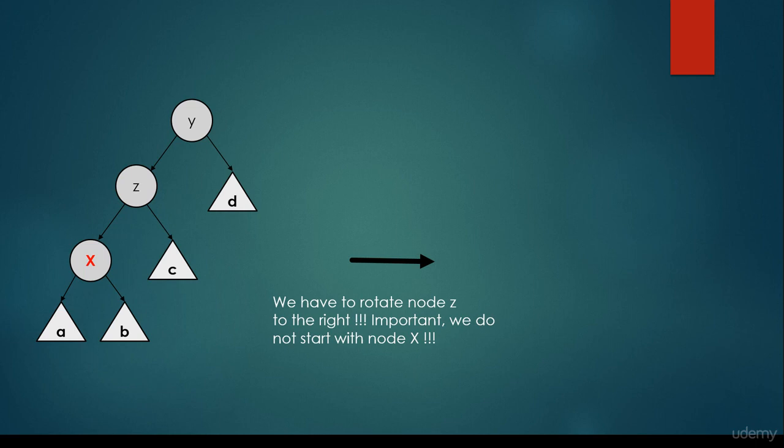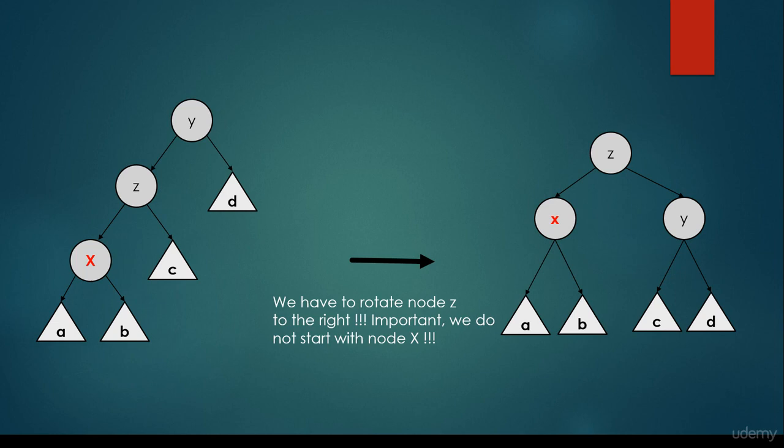So this is the zigzag situation. We have to rotate the node Z to the right. It's very important that we do not start with the node X. We start with the parent of node X, which is the Z. Okay, then we are going to end up with this situation.